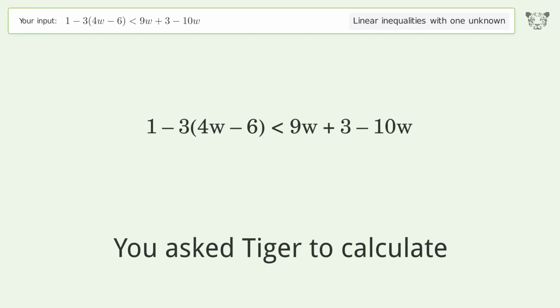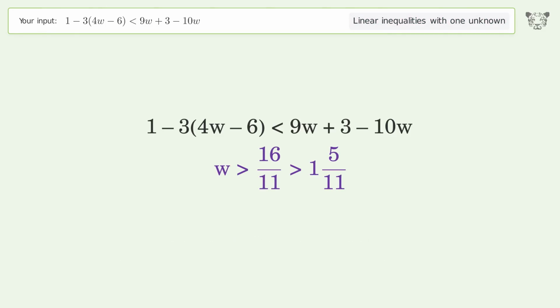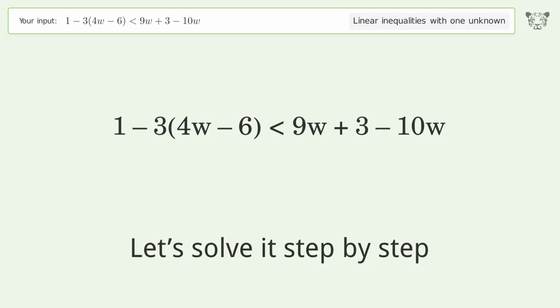You ask Tiger to calculate. This deals with linear inequalities with one unknown. The final result is w greater than 16 over 11, greater than 15 over 11. Let's solve it step by step.